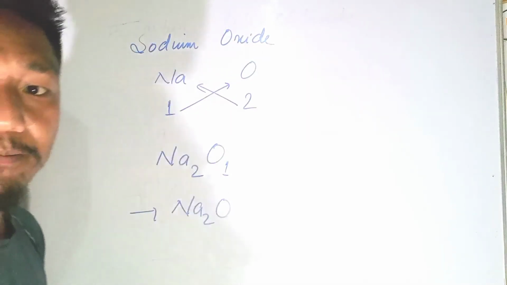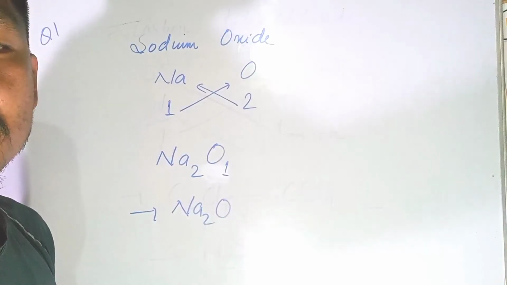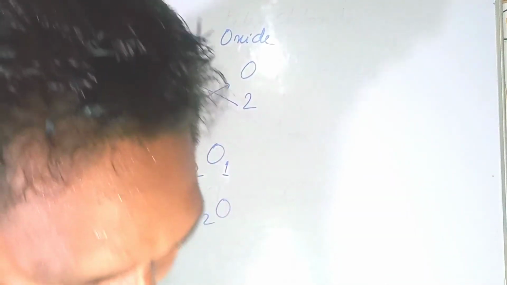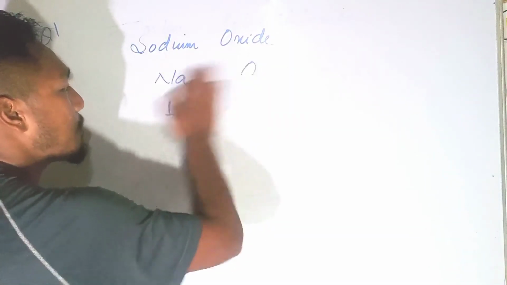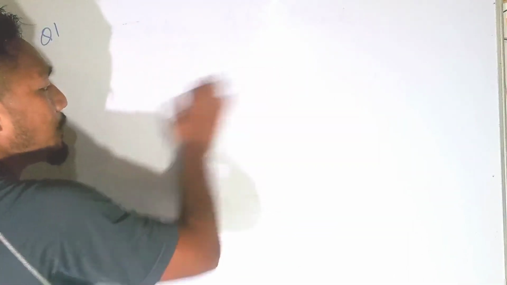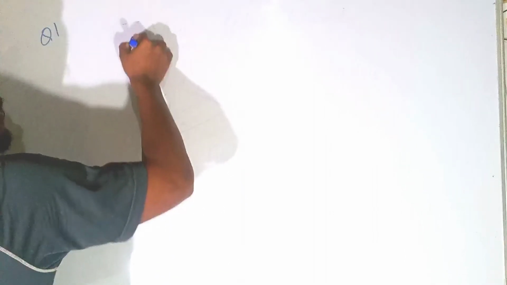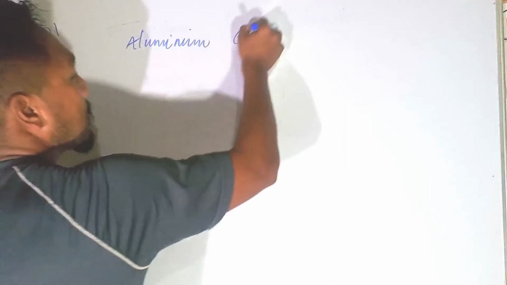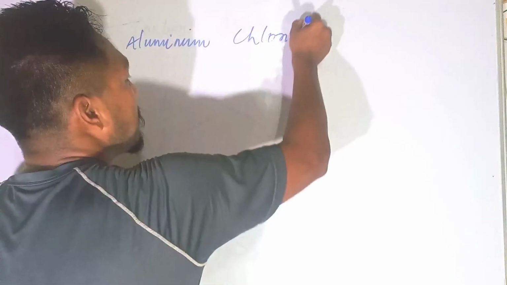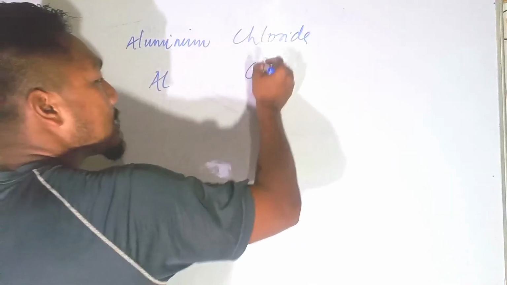Next question, aluminum chloride. If I want to write aluminum chloride, Al is aluminum and chloride is Cl.